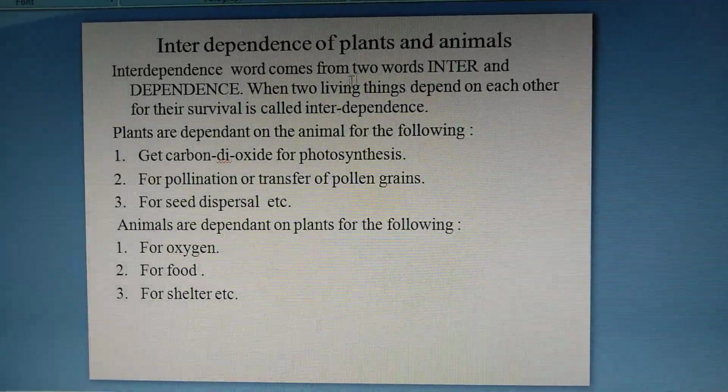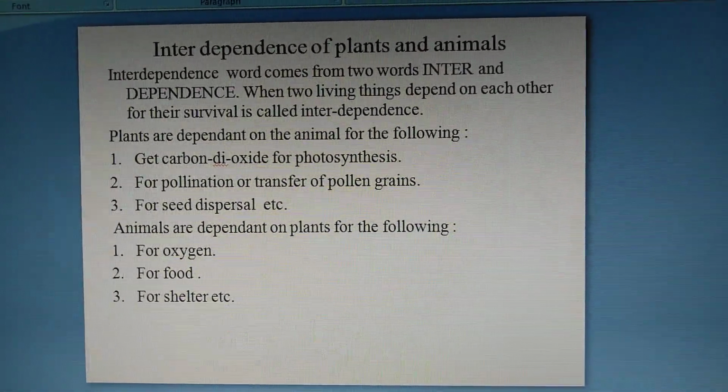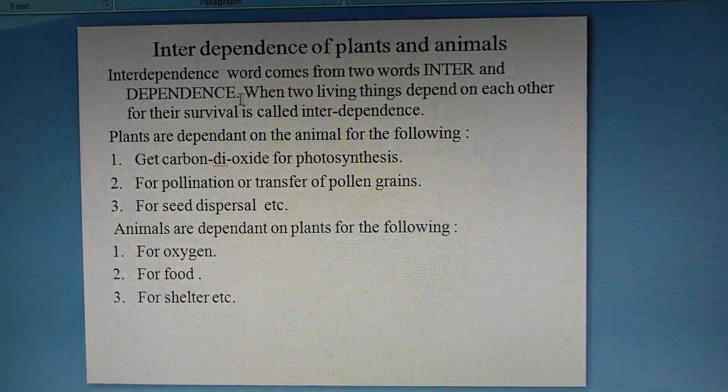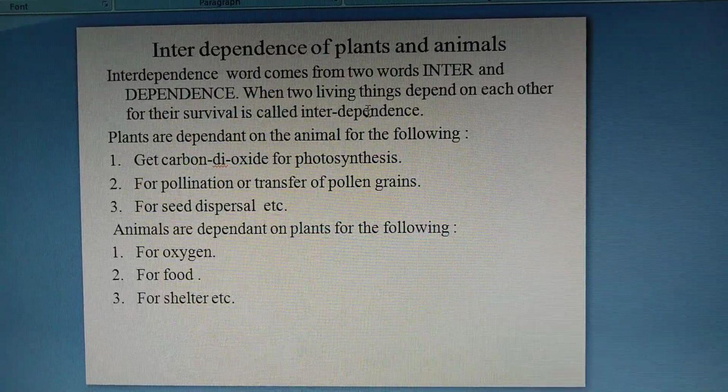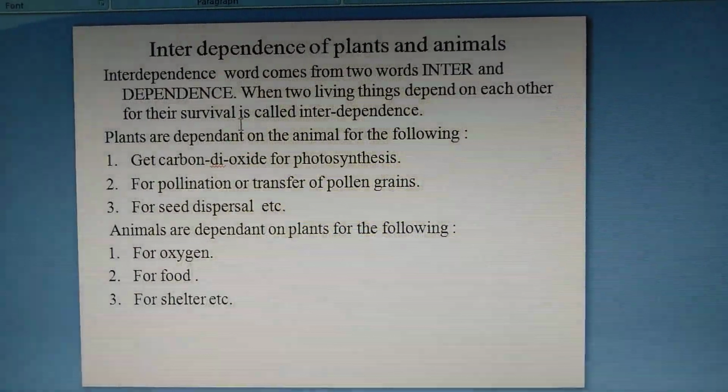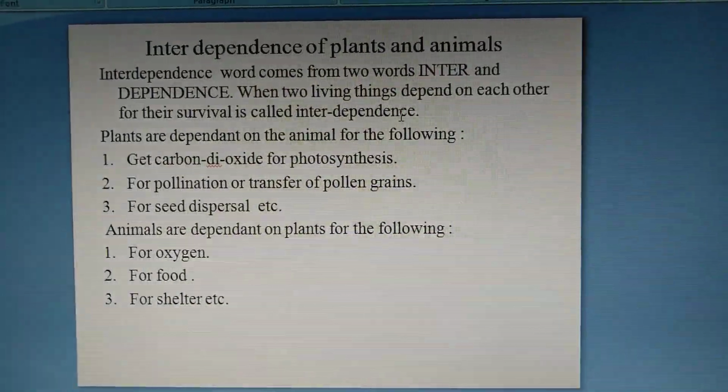Interdependence of plants and animals. The word interdependence comes from the words inter and dependence. When two living things depend on each other for their survival, it is called interdependence.